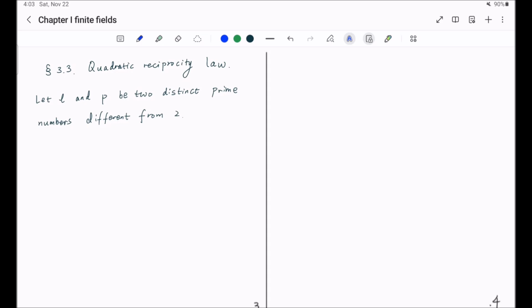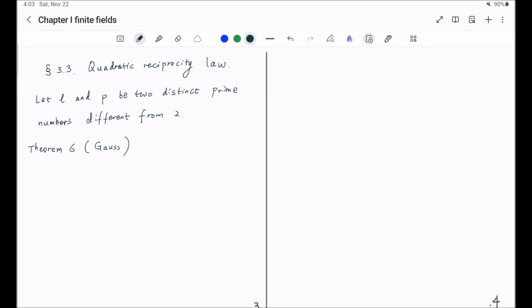In this subsection, we are ready to state and prove the quadratic reciprocity law. Let L and P be two distinct prime numbers that are both different from 2. The quadratic reciprocity law, due to Gauss, states the following.